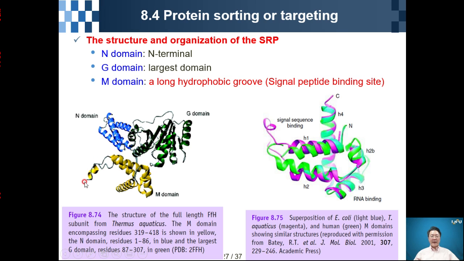So we magnified this region here. They have long hydrophobic groups like this. Actually, the signal peptide can bind to this region. Usually many signal peptides have a hydrophobic sequence, and that signal peptide can easily bind to this long hydrophobic group here. So this is the structure and organization of the SRP.